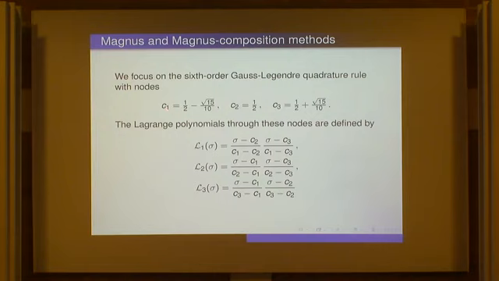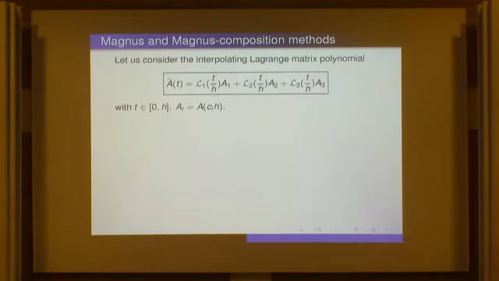So let's consider the sixth order Gaussian quadrature rule, that is these three nodes. Now let's consider the Legendre polynomials that take values 1 or 0 at the nodes. So for the value of c1 this is 1, and for c2 or c3 this is 0. Now let's consider this interpolating Lagrange matrix polynomial, that is this matrix. So this A1 corresponds to the value of c1. For the moment I will take t, the time, between 0 and h for one time step, without loss of generality. So this is an interpolating polynomial.